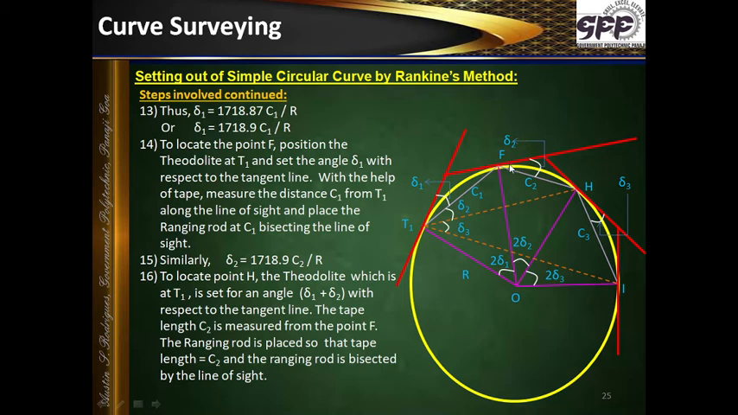Now what I do is, at the point F, I put a chain, the chain length. At the end of the chain, I hold the ranging rod. The ranging rod is held in such a manner that it is standing at the end of the chain from F, and at the same time from T1 it is coming within the line of sight. So that's how I get the point H. To locate the next point, again it is equal to 1 chord length, same formula, same delta.